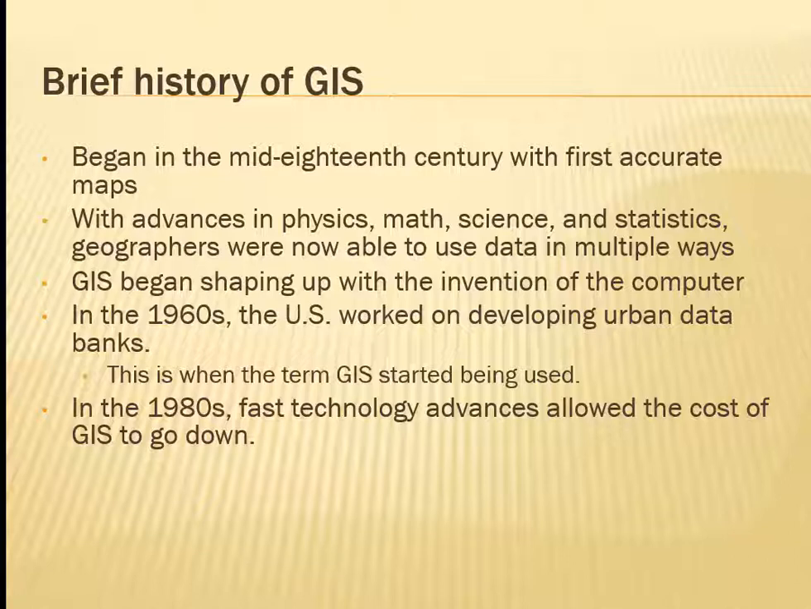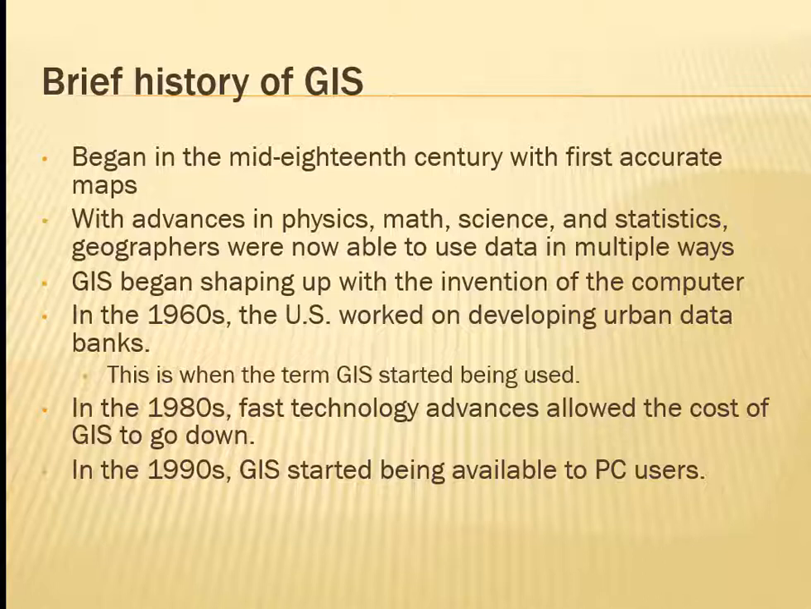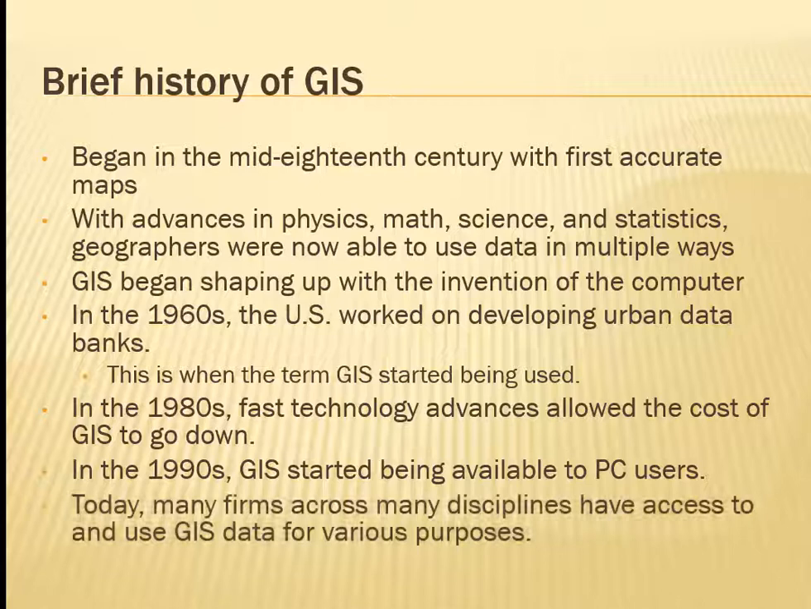In the 80s, fast technology advances in the computer world allowed for the cost of GIS to go down. And storage, remember, storage was a big deal, and it's crazy the amount of storage we have in our phones compared to what we had 10, 20, 30 years ago. I mean, 30 years ago, most people didn't even have computers in their houses. So in the 1990s, GIS started being available to PC users. And now many firms across many disciplines have access to use GIS data for various purposes.